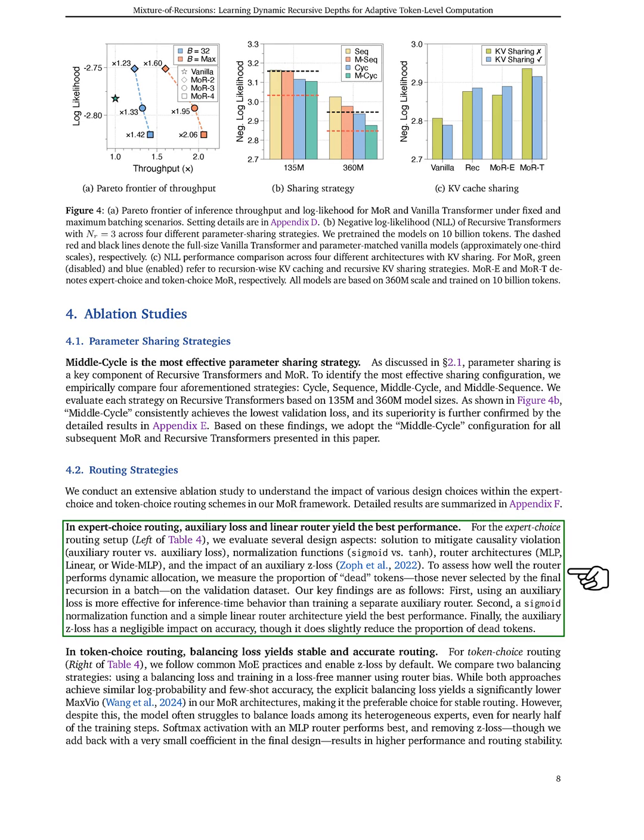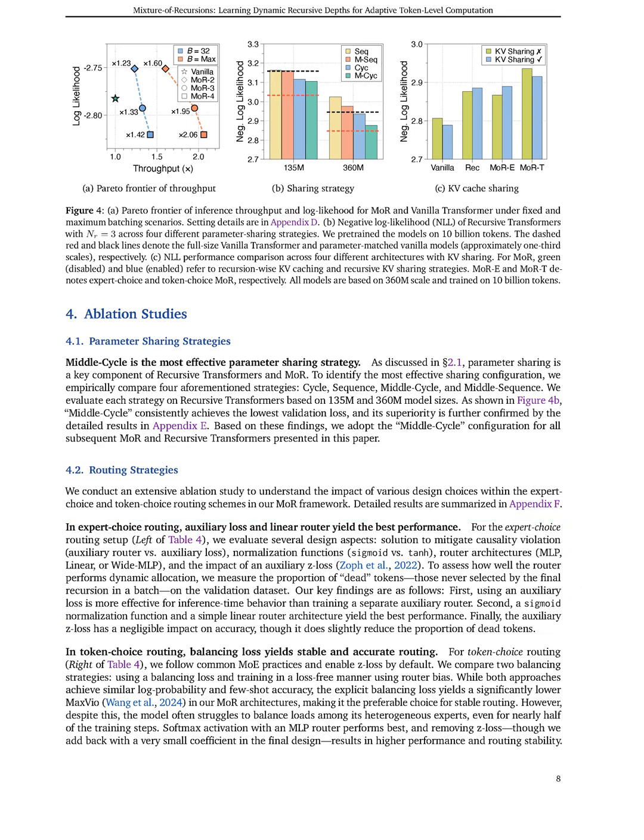Our key findings indicate that using an auxiliary loss is more effective for inference than training a separate auxiliary router, and that a sigmoid normalization function combined with a simple linear router architecture yields the best performance. The auxiliary loss has a minor effect on accuracy but slightly reduces the number of unused tokens.